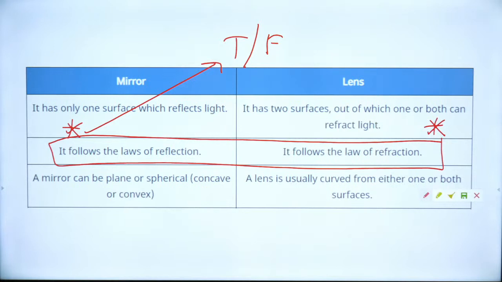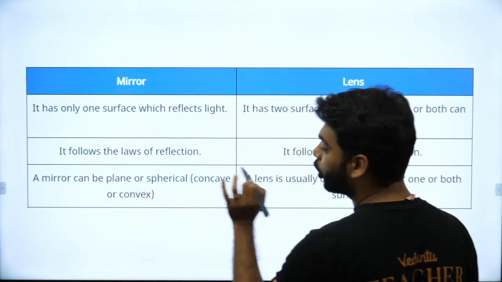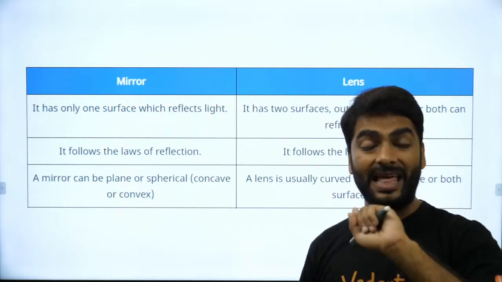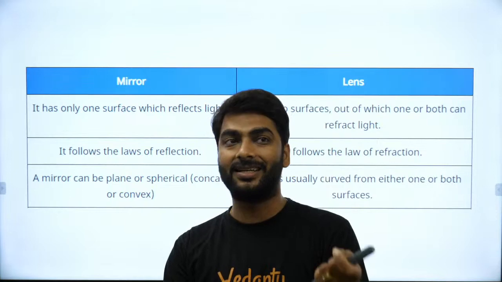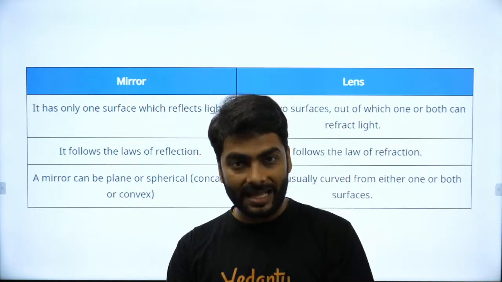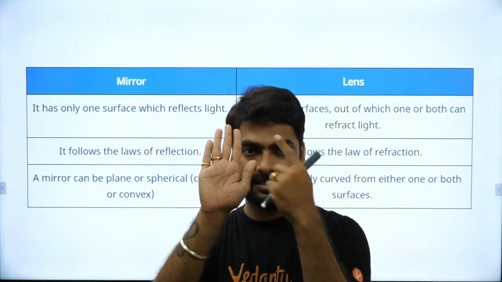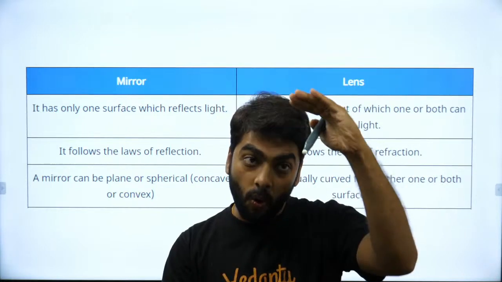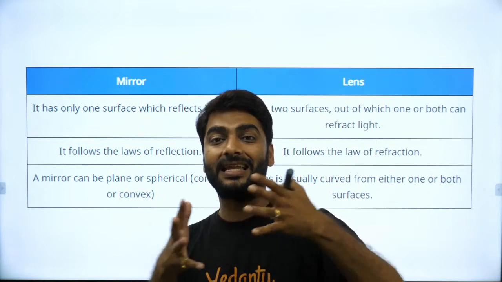A mirror can be plane or spherical. A lens is usually concave or convex. So a mirror can be plane or concave or convex. A lens will only be concave or convex. A lens cannot be plane. There cannot be a plane lens. Then it is not called a lens, it is just a glass. When you are saying lens, it has to refract light. If there is a plain glass piece which is flat, then it is not a lens. Only if it is concave or convex, you will call it a lens.